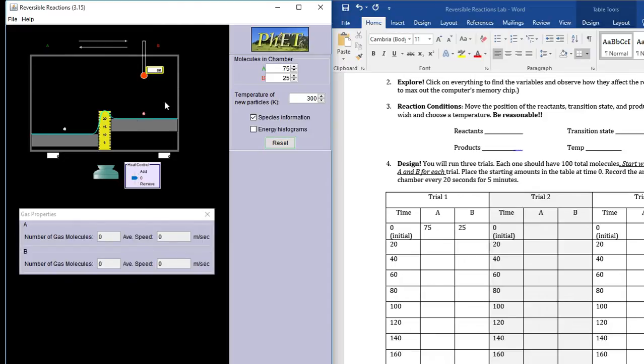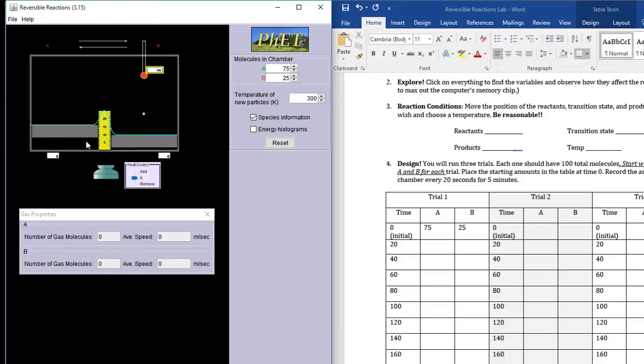Now the only thing left is to set our reaction rates. So I'm going to set it to this. I've moved the left bar to the 20 mark and the right bar to, actually I'm going to move it down. I want it at the 15 and the right bar to the 10.